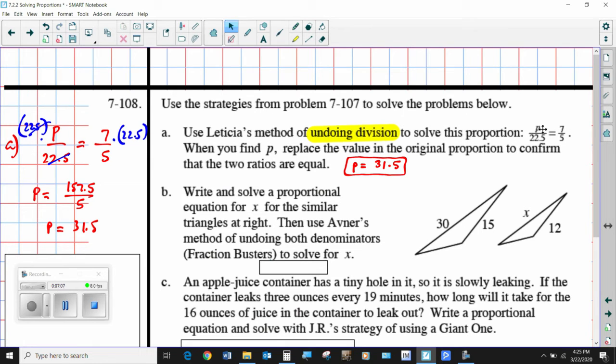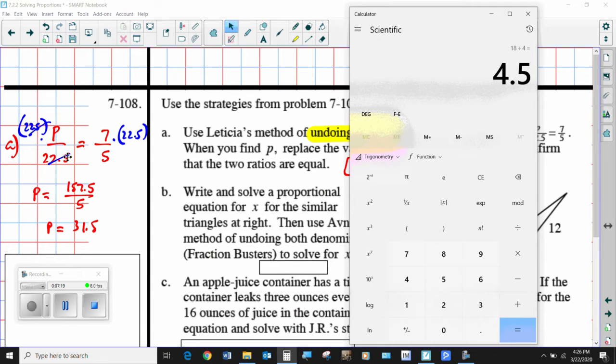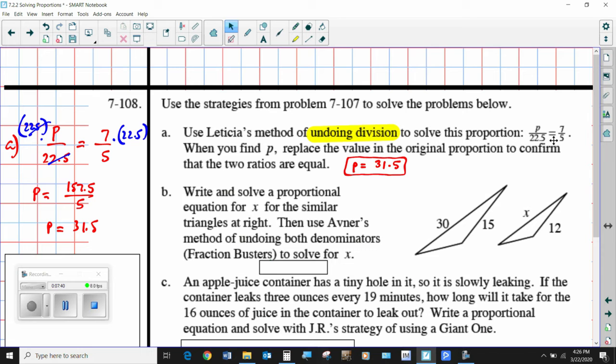Now, if you want to prove absolutely that this is correct, you can put it in here and then cross multiply, and they have to be equal to each other. So is 5 times 31.5 equal to 7 times 22.5? Let's see. 5 times 31.5 is 157.5, and that's what we got before when we said 22.5 times 7 was also 157.5. So that proves that they are equivalent to each other.